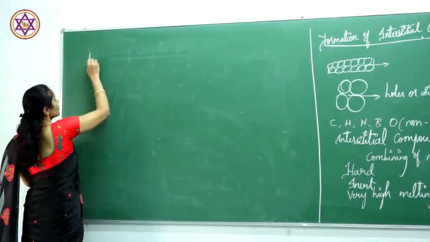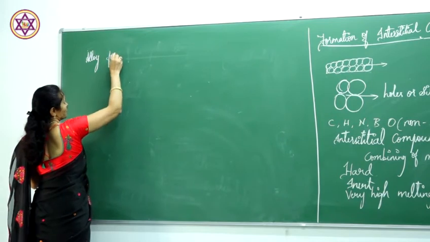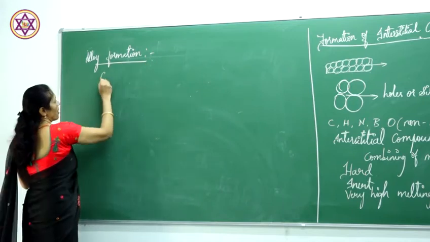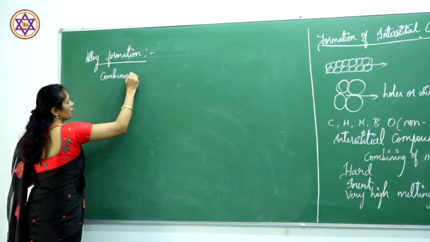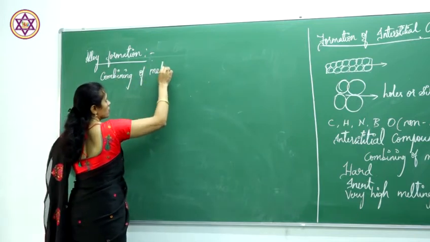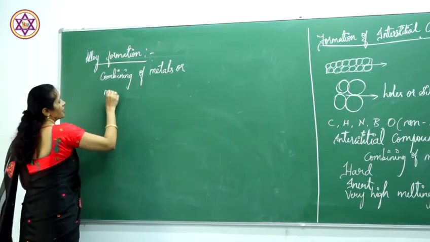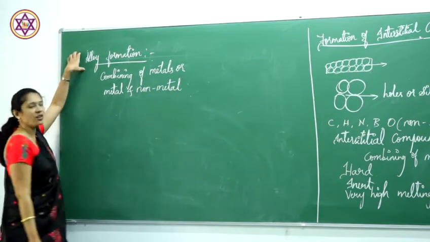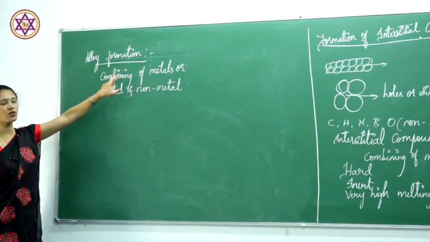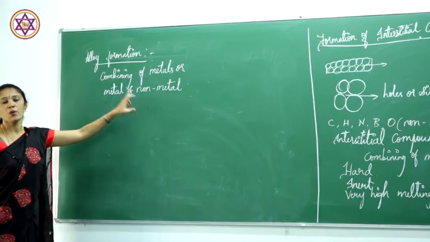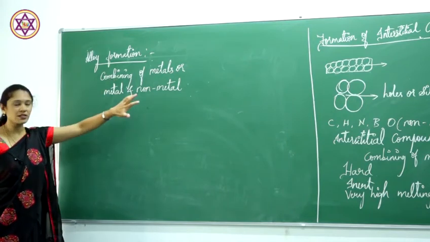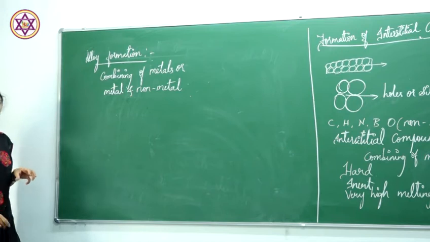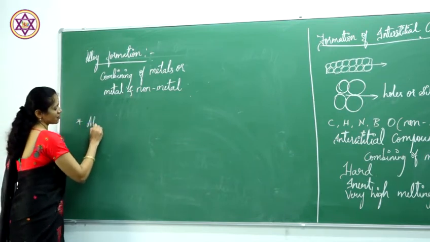Alloy formation. How are alloys formed? The alloy is formed by the combining of metals, or a metal and a non-metal. When a metal combines with a non-metal or a metal combines with a metal, there is a formation of alloy taking place. There is a certain condition for the formation of alloy also, that is the atomic radius.